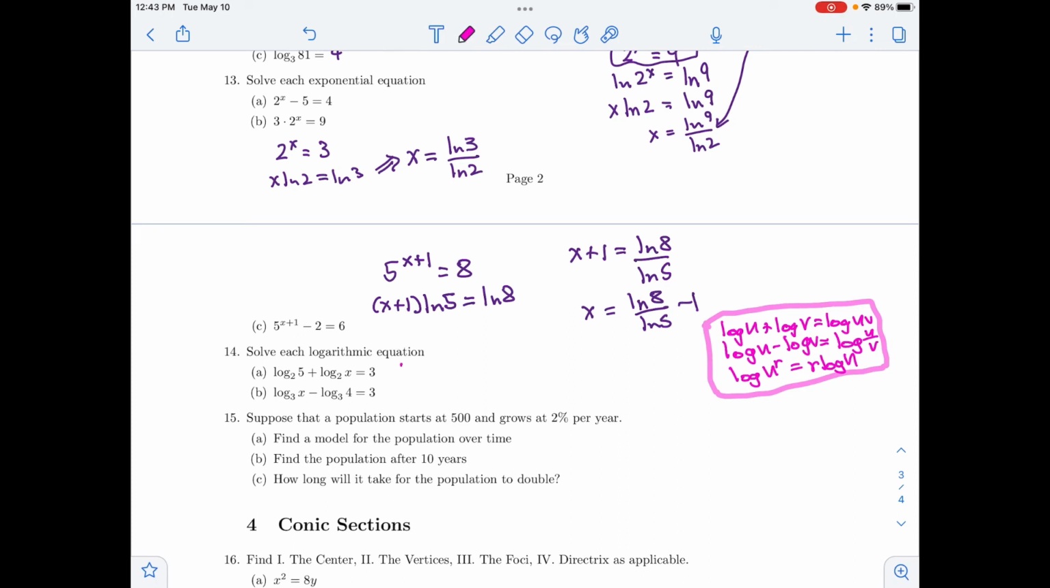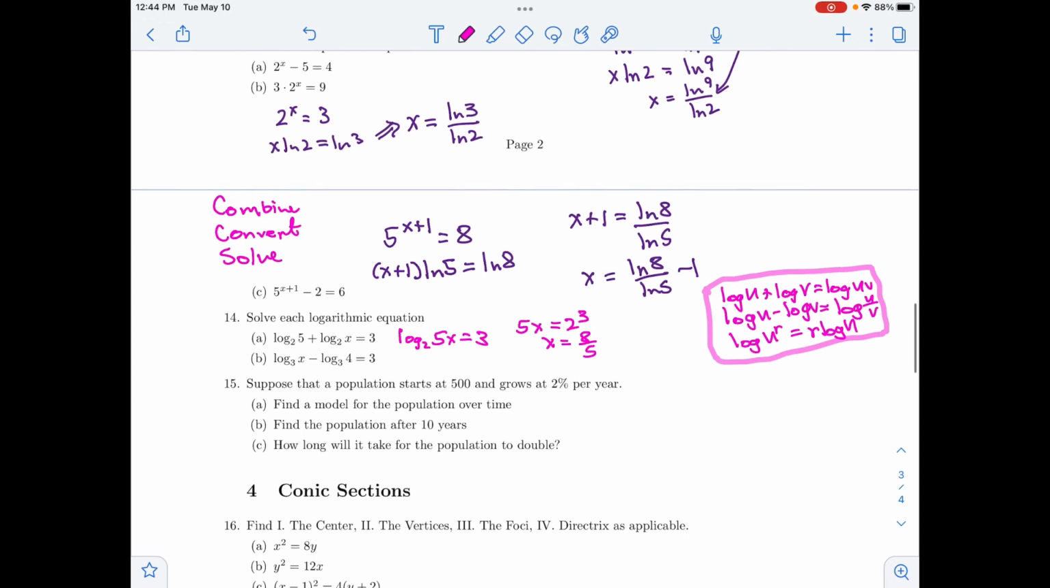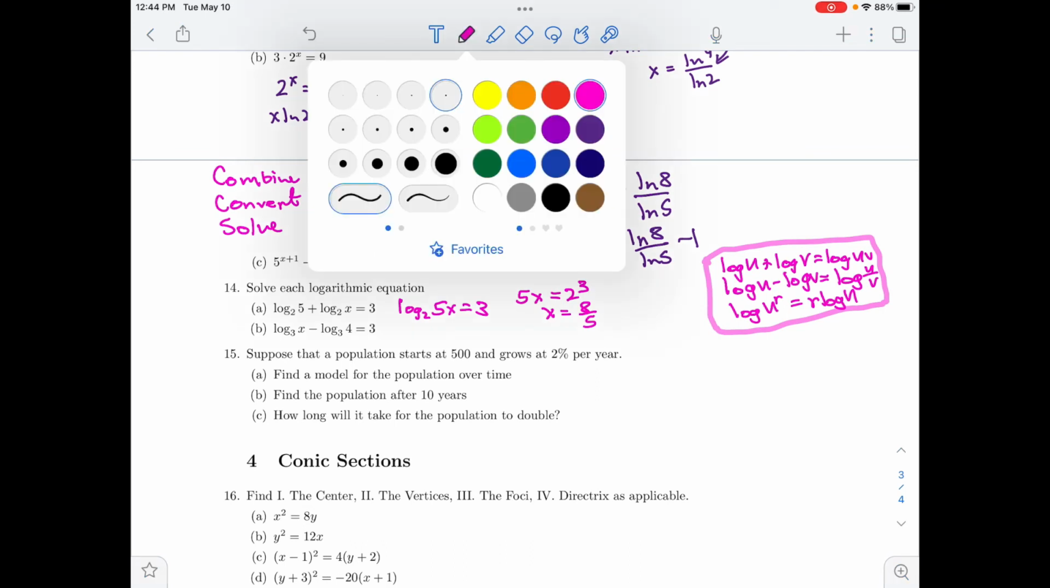So we combine. I've got log base 2 of 5x. Combine, convert to exponential form. So you get 5x equals 2 to the third, and then solve. Now, normally, you also want to test to make sure your answers are not going to put you in a situation where you end up taking the log of a negative number. And if that happened, you would reject the solution.